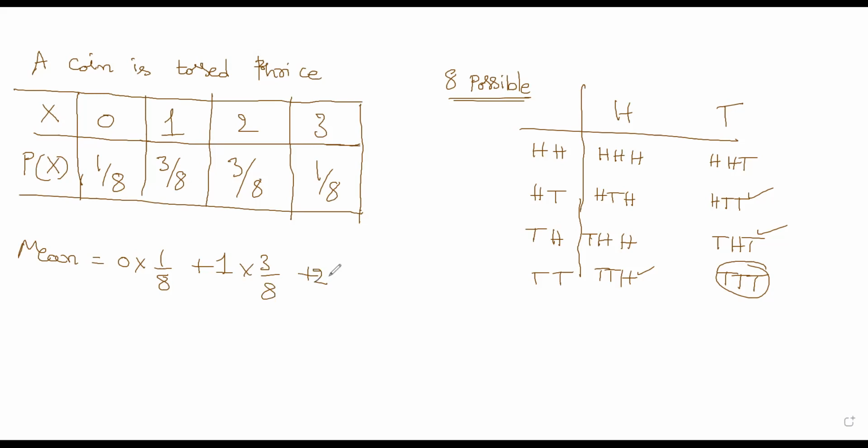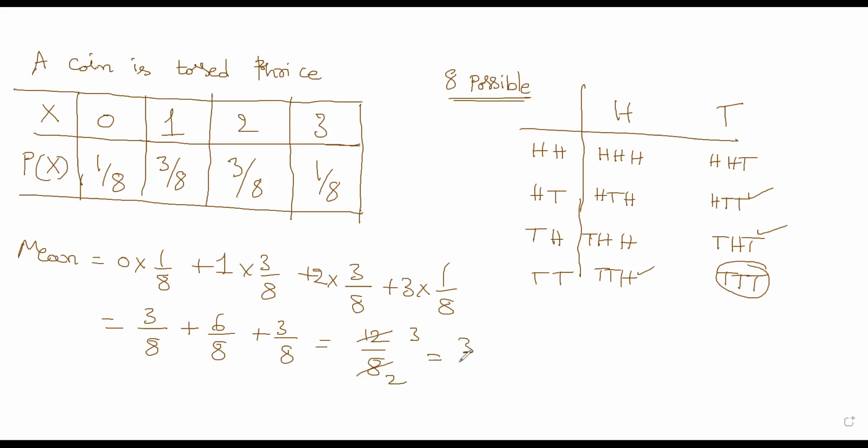Plus 2 into 3 by 8, plus 3 into 1 by 8. Okay, so how much is it? The first part is 0. 1 into 3 by 8 is 3 by 8. 2 into 3 by 8 is 6 by 8. Plus 3 into 1 by 8 is 3 by 8. So 3 plus 6 plus 3, that is 12 by 8. Let's cancel this. So 4 3s and 4 2s, that is 3 by 2.